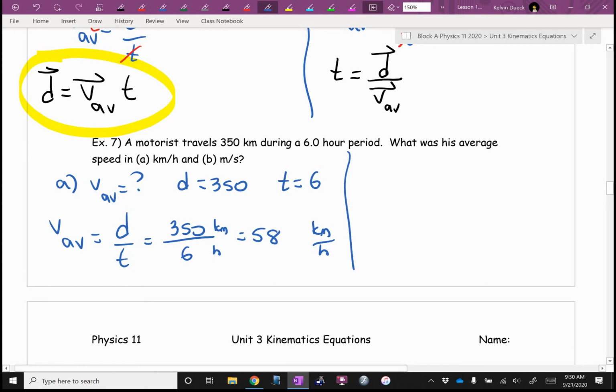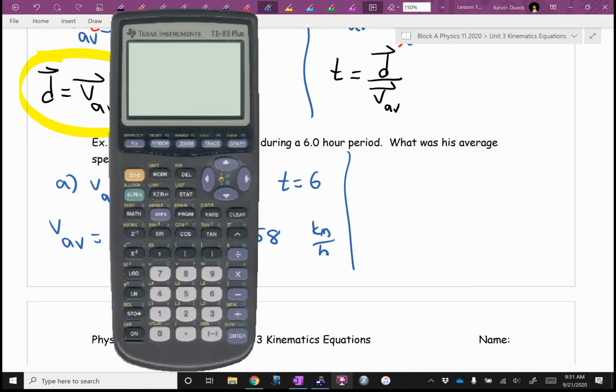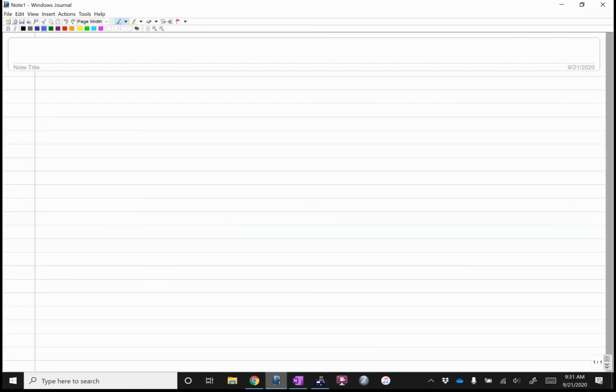Okay. B. What does B want me to do, Alessio? Same thing, but in. Put your pencils down, look up. Wrong button. That button. What was the answer? Give me more sig figs. 58 point. It repeats after a while. 58.3 repeating? Okay. Don't write this down.